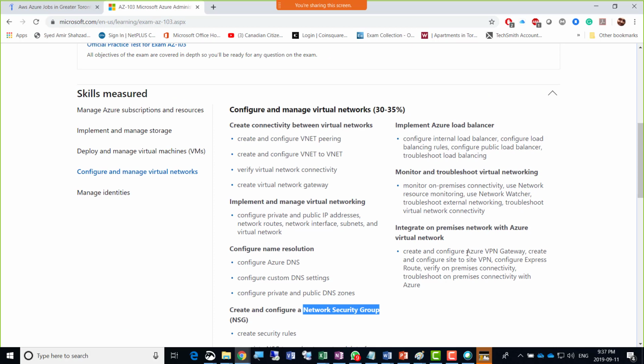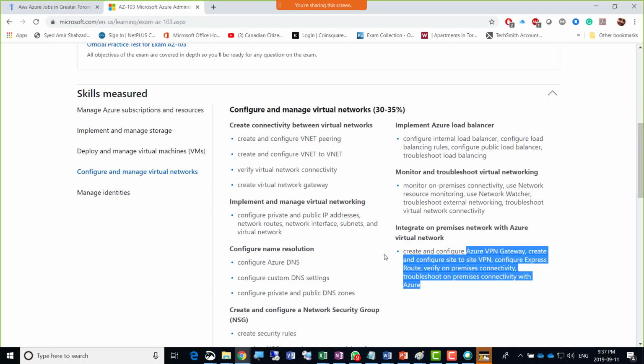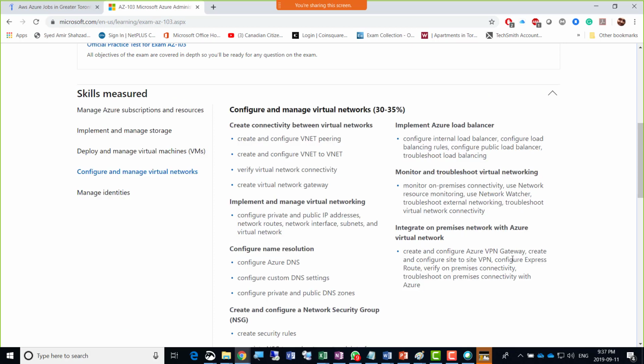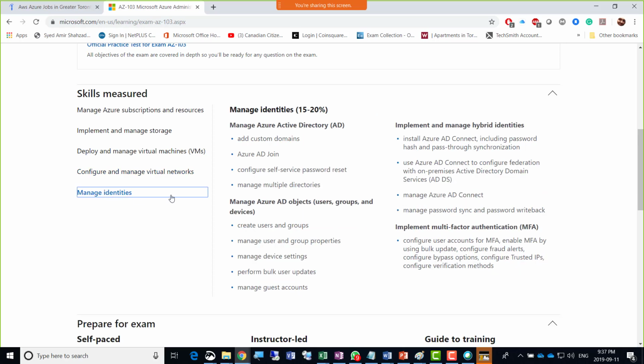And then we're going to be creating an Azure VPN gateway there, just to understand how to connect or configure the VPN. And then we're going to go for managing identities, which is Azure Active Directory, and also how to connect your local server to Azure Active Directory.